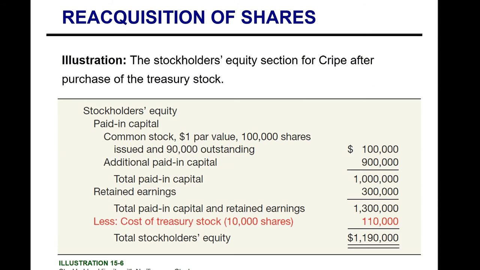Before we continue on the problem, notice where the cost of treasury stock goes. It goes in the retained earnings section, okay? And it reduces total paid-in capital and retained earnings. So remember, it's a contra to equity, because we're buying something back, so we're reducing the outstanding shares.